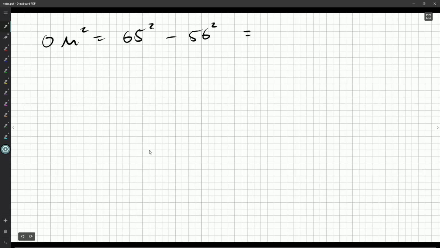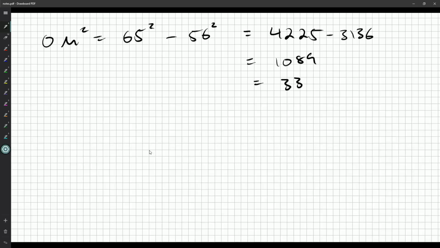Okay. And, 65 and 56 don't have values in common. Interesting. They don't have a factor in common. That's okay. Because I can just grab my calculator here. 65 squared is 4,225 minus 56 squared, 3136. And I'll get 1,089, which I recognize, although you could confirm on your own, is 33 squared.